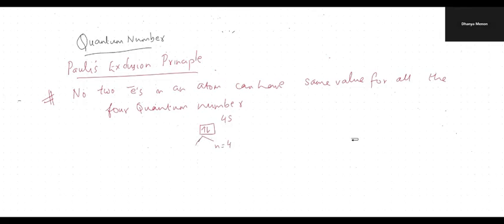N is equal to 4. L value is 0 because it is the s orbital. Here also s value is 0. M value is 0 because it's the s orbital. S subshell, sorry. Okay. Now, you would be thinking all are same.